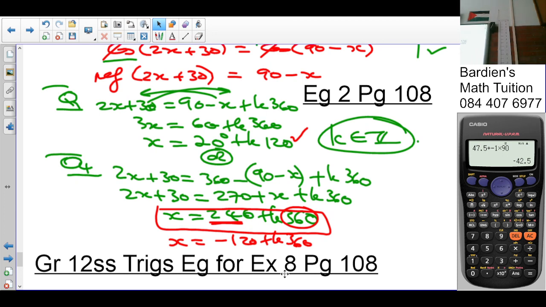So with that you should be able to do exercise 8, and exercise 8 is on page 108. Okay? That basically brings us to the end of this part of trig. We've got one section left, which is your 3D problems. Okay? 3 dimensions trigonometry. I think we'll start off with that the first week of next time. Alright?